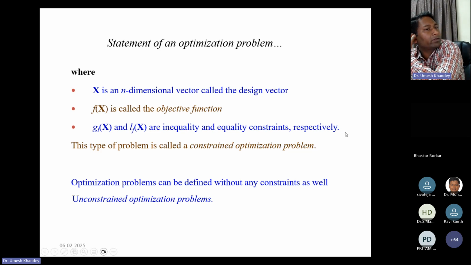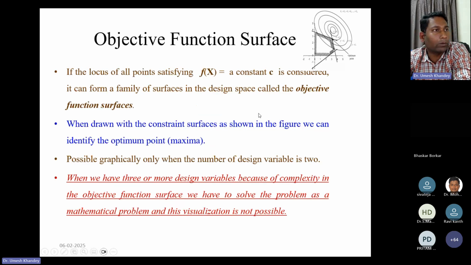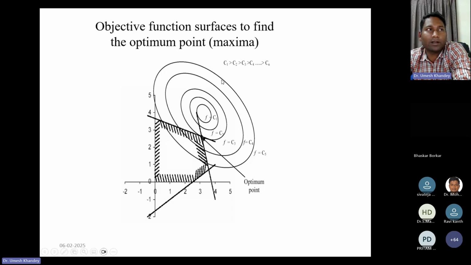Optimization problems can also be defined without any constraint, as unconstrained optimization problems. If you see, f(x) is some objective function and c is the constant under consideration, so it can form a family of surfaces in the design space, called the objective function space. If you want to see the maximum, this will be the optimum point, within the feasible region. With the help of the constraints you have a feasible solution region, out of which the maximum point along the surfaces will be your optimum point if your case is maximization.